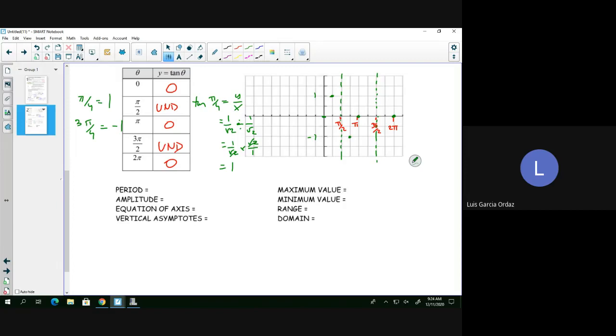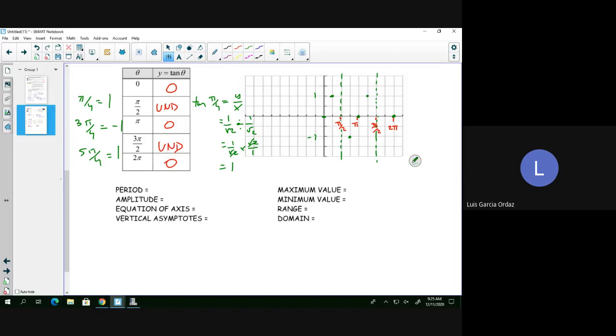What would the next one be? So where does 5 pi over 4 land in? Which quadrant does 5 pi over 4 land in? So if quadrant 1 gives us pi over 4 and quadrant 2 gives us 3 pi over 4, where would 5 pi over 4 land in? Quadrant 3. Okay. Which means both x and y are positive or negative? Negative. So negative divided by a negative will give us positive 1.